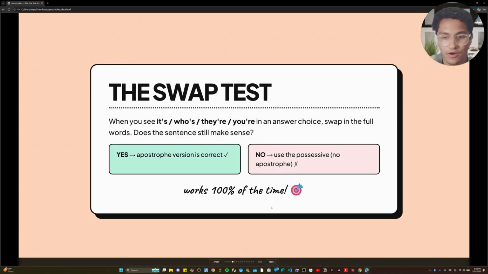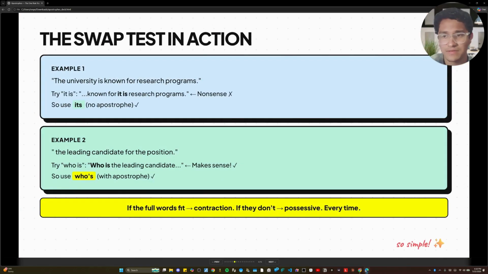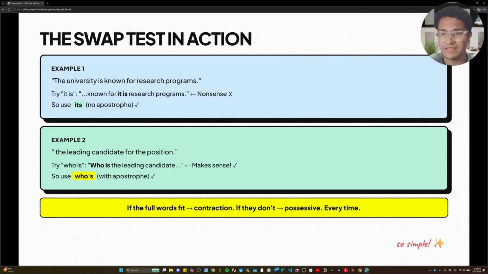Now, the quickest way to tell whether you're showing contraction or possession is to just swap in the full version and check if the sentence still makes sense. Here's a quick example. The university is known for its research programs. I already tried subbing in the full version, "it is," for the apostrophe case, and it doesn't make any sense. So you're going to use its to show possession here.